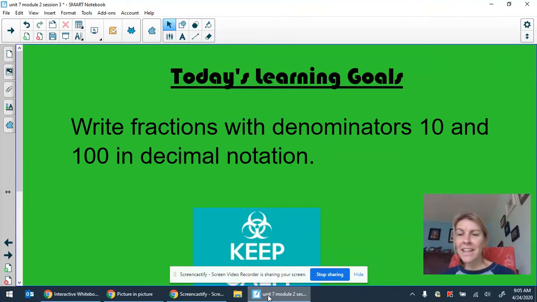Learners, it's Mrs. G. Today we are going to work through Unit 7, Module 2, Session 3. And all it is, is a review of decimals and fractions with tenths and hundredths. So I just want to make sure you are very efficient in this process. I know we looked at it in Unit 3, and I know you've been working on it.